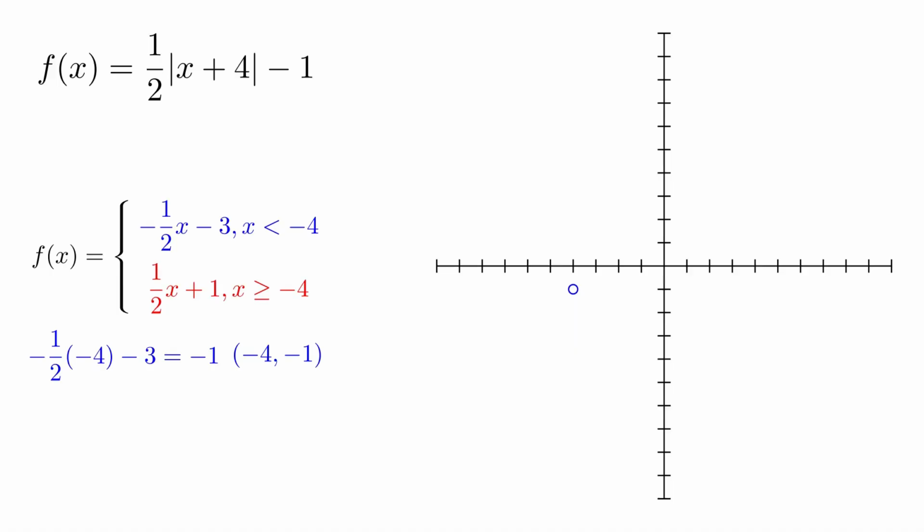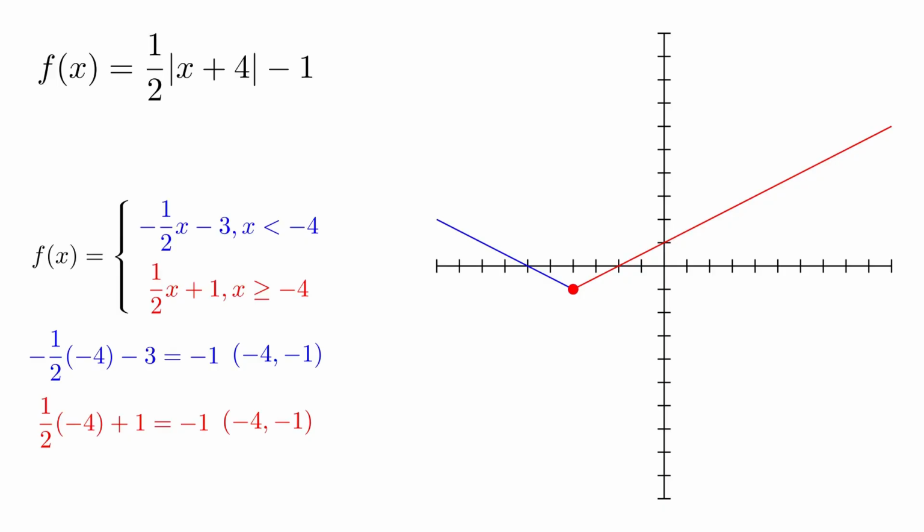So we can go up 1 and to the left 2, place a point there, and connect the dots starting from this hole. And then for the other part, 1/2 x plus 1, we can plug in negative 4 as well. We will get the same answer. 1/2 times negative 4 plus 1 would give us negative 2 plus 1, and negative 2 plus 1 is negative 1. So this time we would place a closed hole at negative 4, negative 1, just like this. And this time the slope is 1/2, so we'll go up 1 and over 2 to find another point and then connect the dots. So this is how we can visualize it graphically as well.